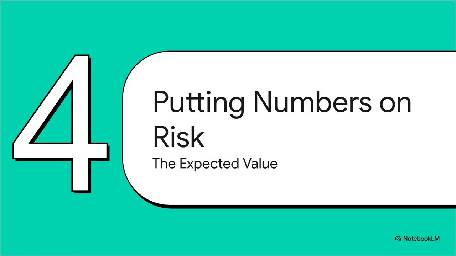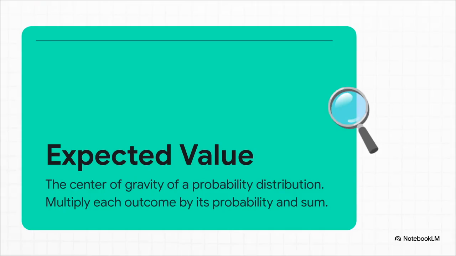So we've got our consequences and we've got our probabilities. How in the world do we combine them to get a single measure of risk? Well, one of the most common ways is something called expected value. Expected value is really just a weighted average. You take every possible outcome, you multiply it by the probability of it happening, and then you just add all those results together. It gives you what you could call the center of gravity for the risk.